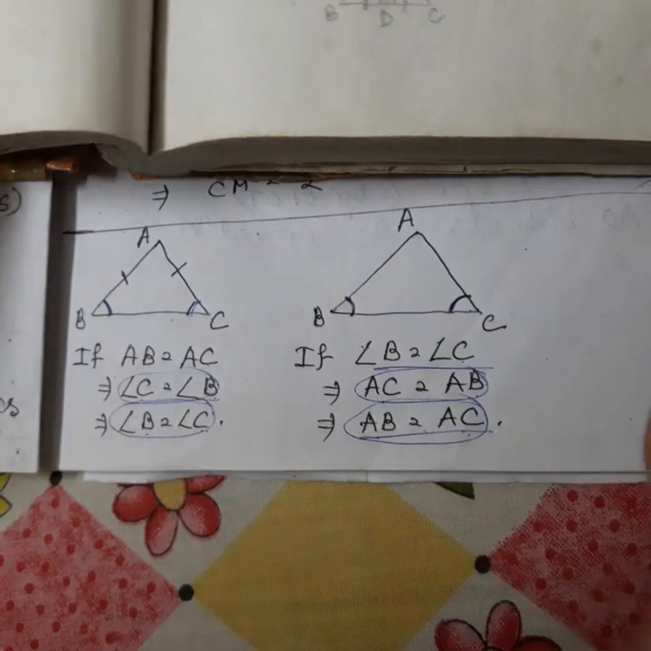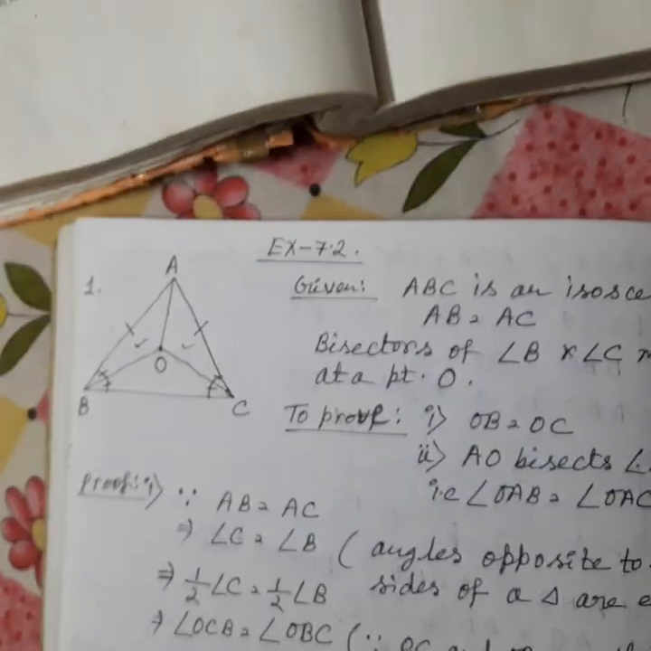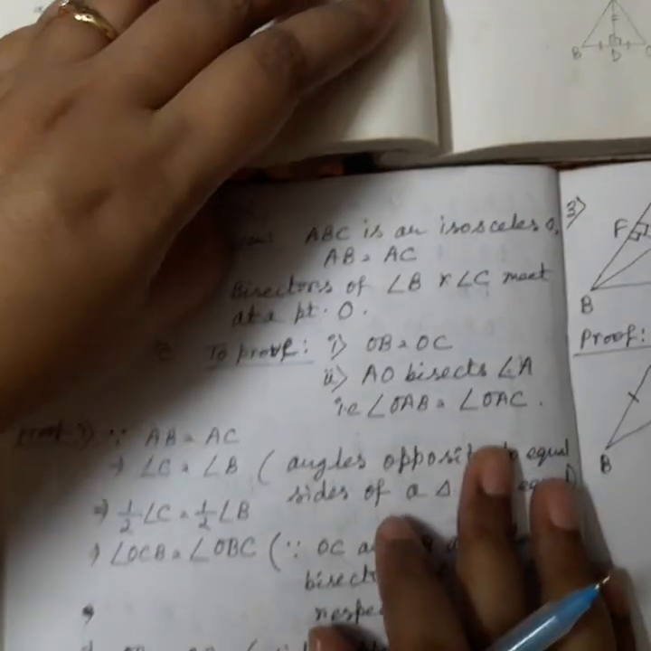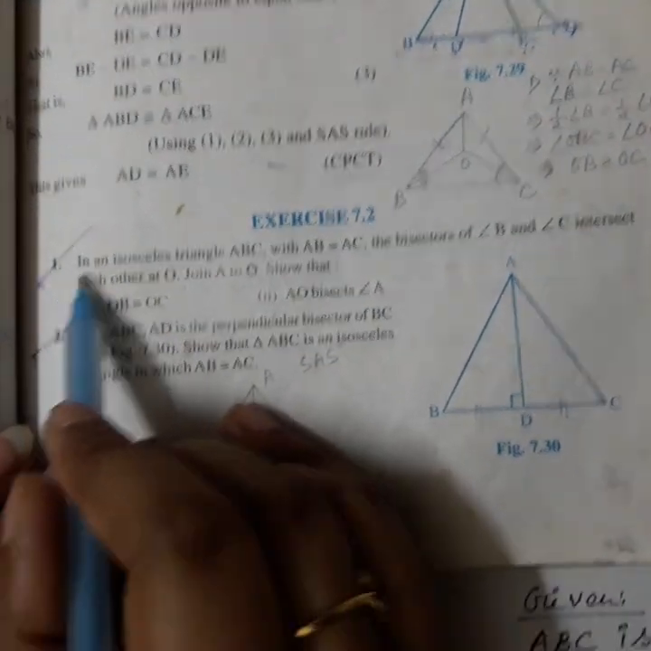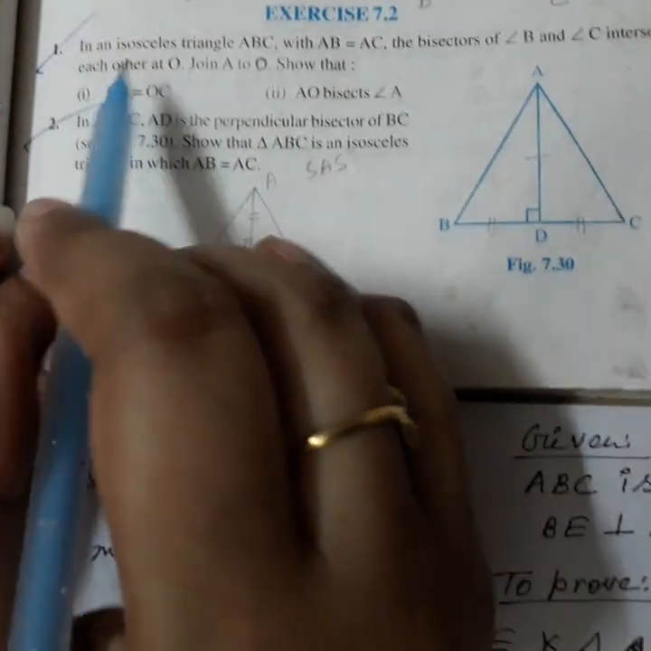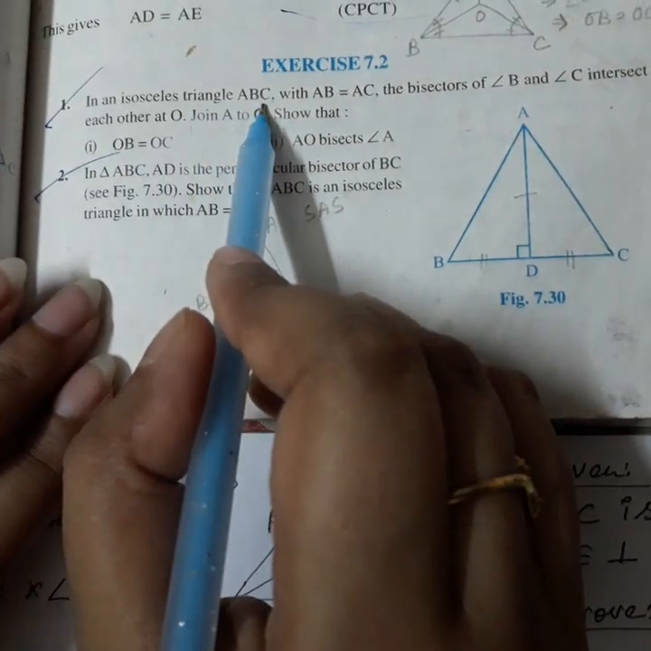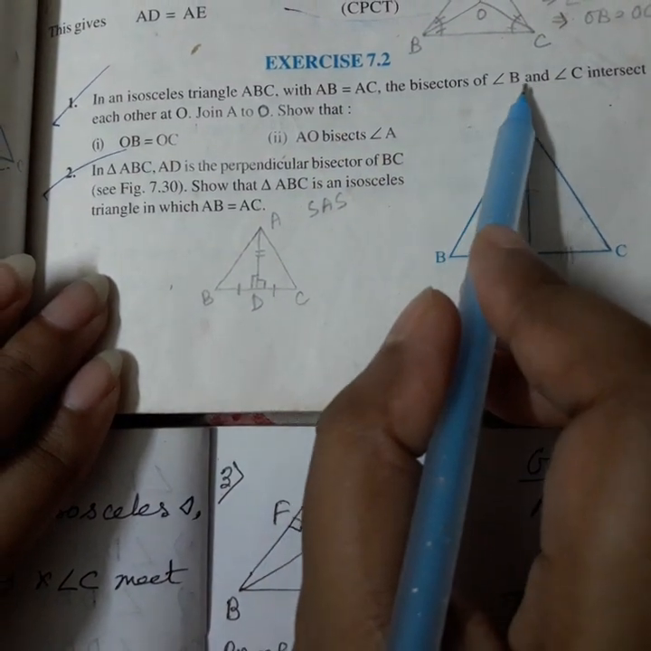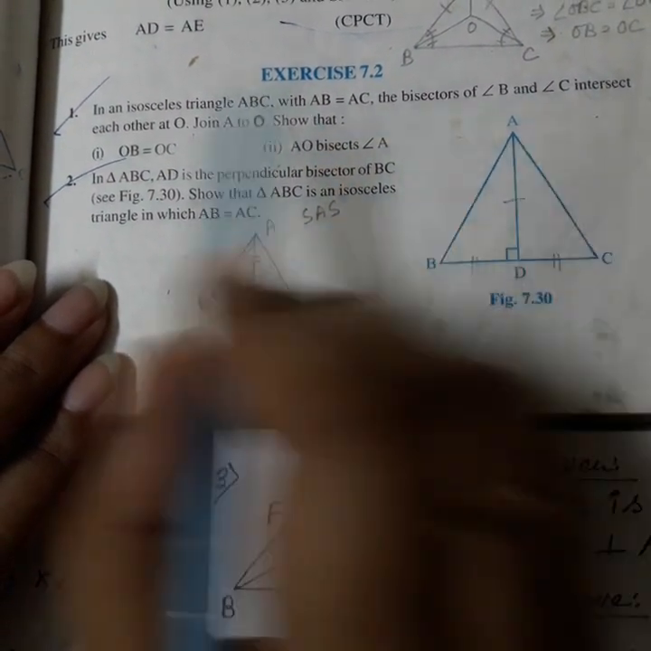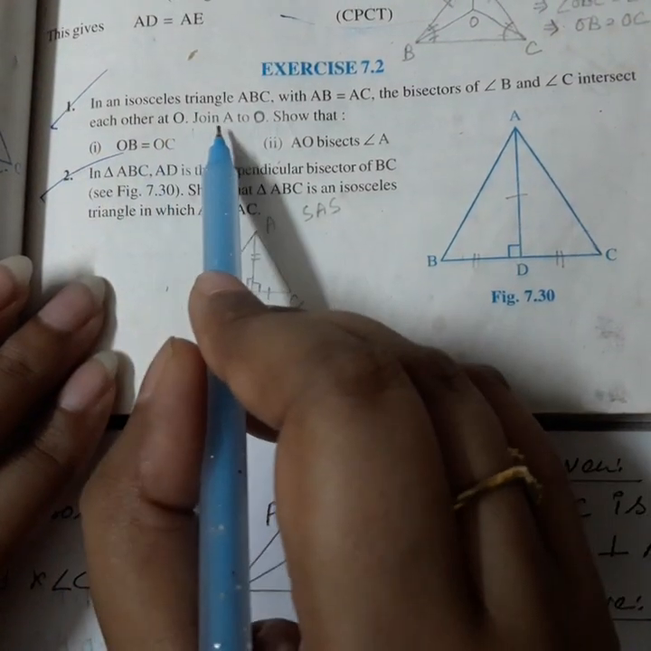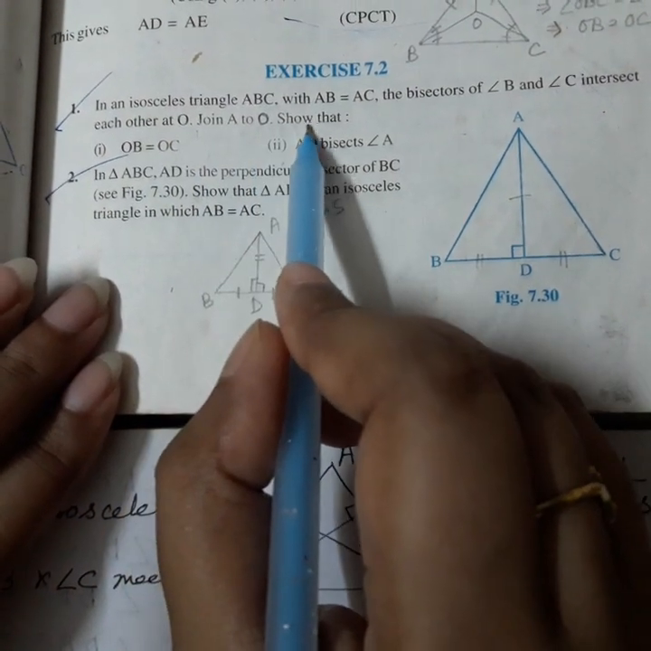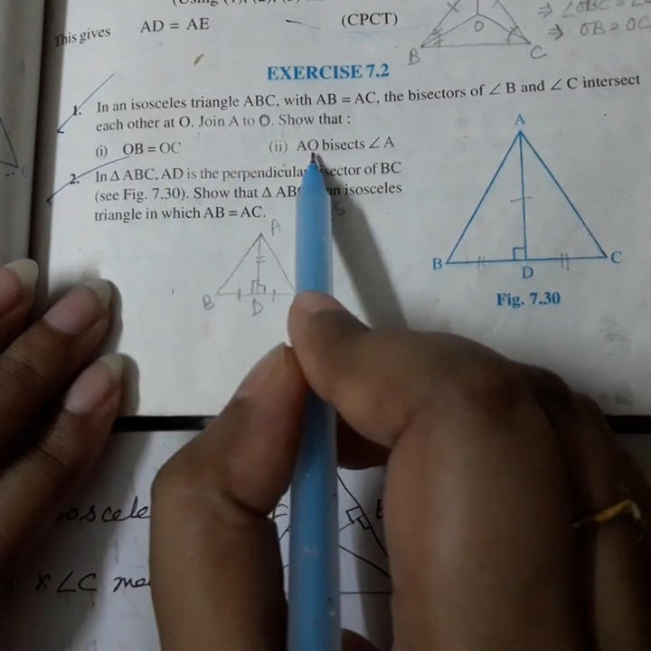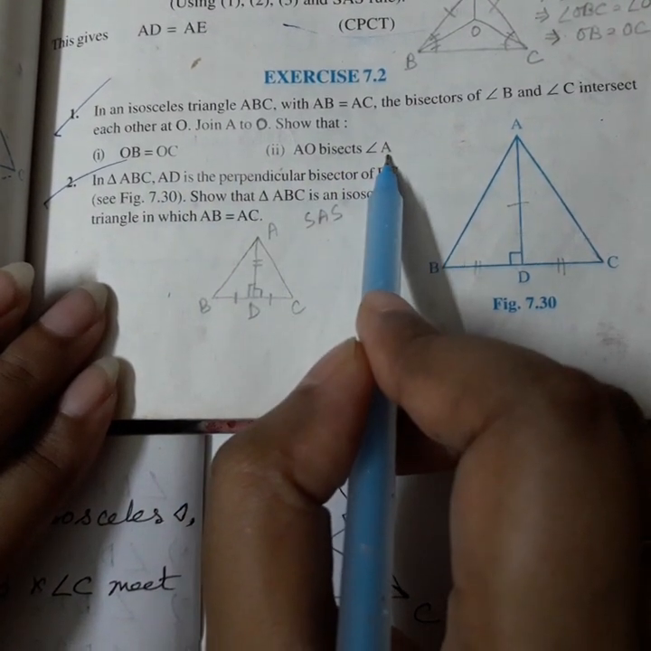Both are the same. Now we are going to exercise 7.2, question number 1. The figure is not given. In an isosceles triangle ABC with AB equal to AC, the bisectors of angle B and angle C intersect each other at O. Join A to O. Show that OB is equal to OC and AO bisects angle A.